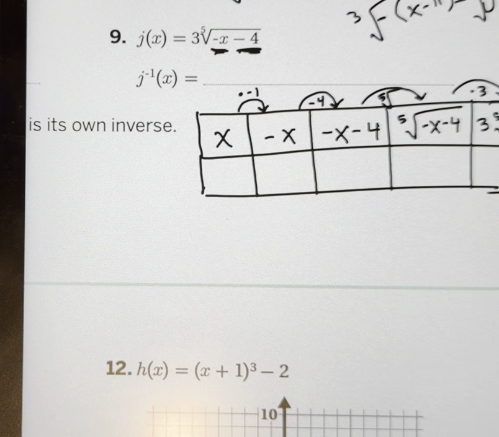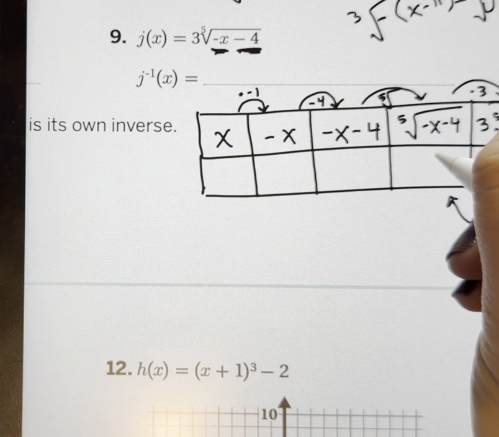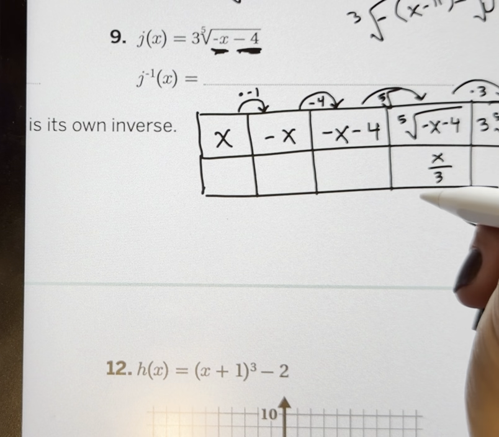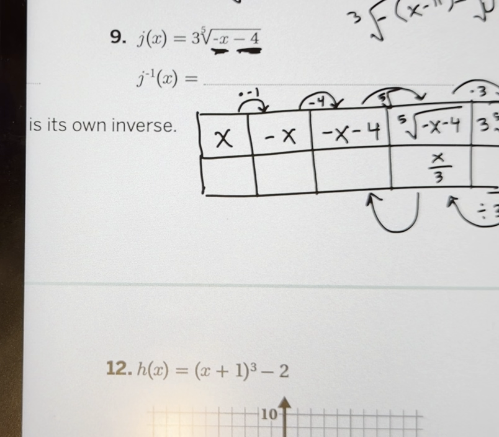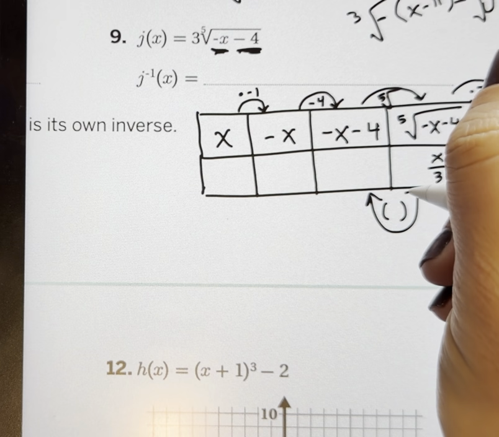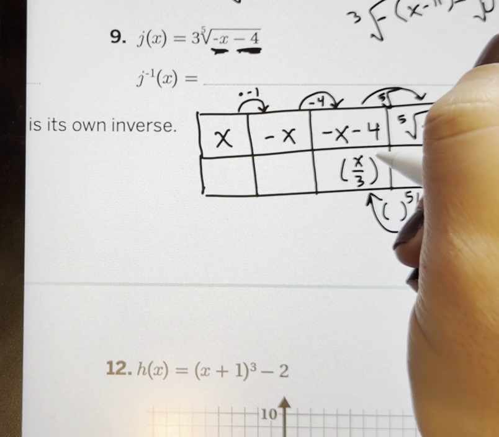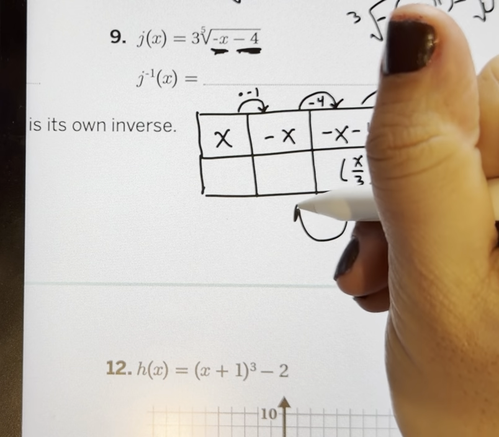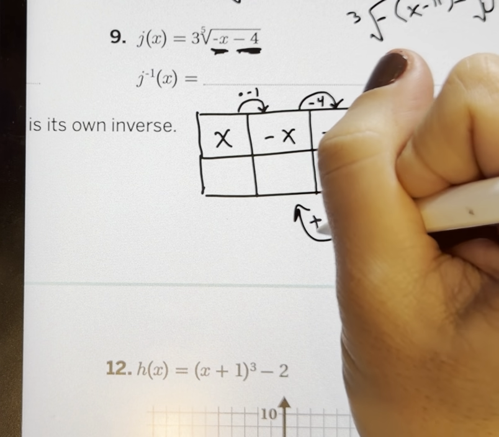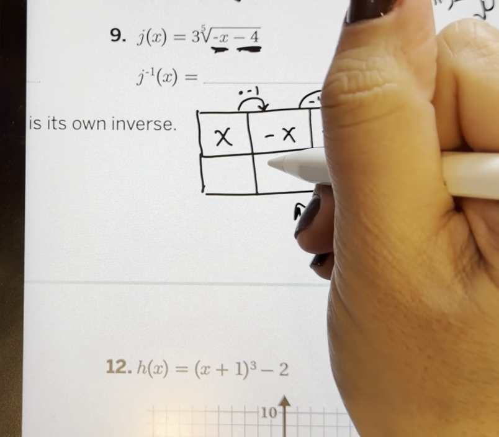So now let's do it. We're going to start with x over here and start undoing. So multiply by 3, we'll divide by 3 to get x over 3. Then we'll undo the fifth root by taking this to the fifth power. And then we'll undo the minus 4 by doing plus 4.